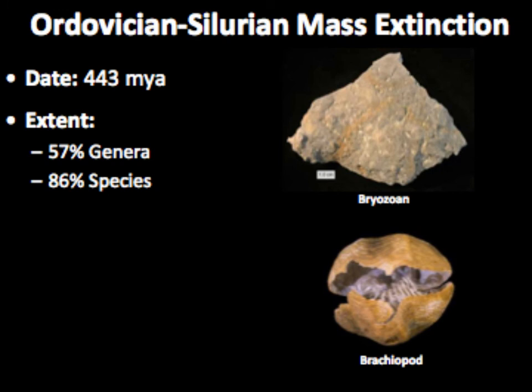Moving on to the earliest categorical mass extinction, we have the Ordovician-Silurian mass extinction. This is the earliest of the big five. It dates to 443 million years ago. 57% of the genuses in the globe went extinct, 86% of the species around the globe went extinct.